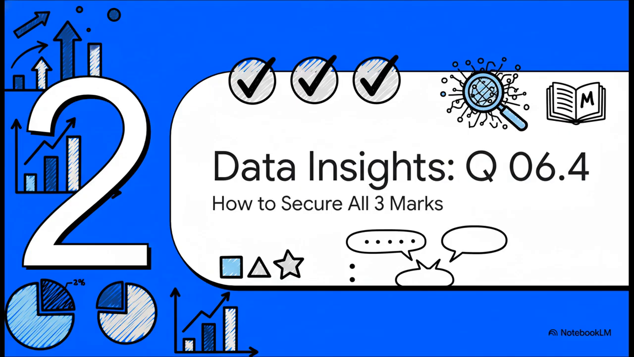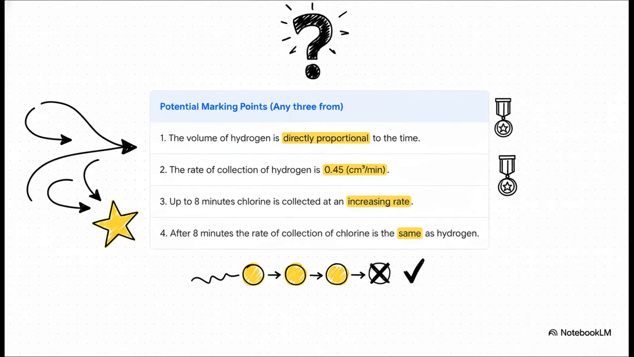Right, let's zoom in on the first part we're looking at, question 06.4. This one's a 3-mark data interpretation task. So your mission is simple. Look at the data and make 3 separate correct points about what it's showing you. Now this is where it gets really interesting. The mark scheme actually lists 4 possible points you could make, but, and this is key, you only need to give any 3 of them to get full marks. That gives you a bit of breathing room, which is great.